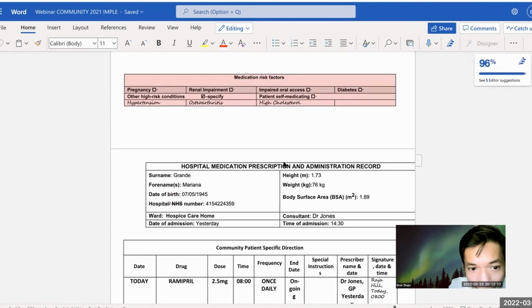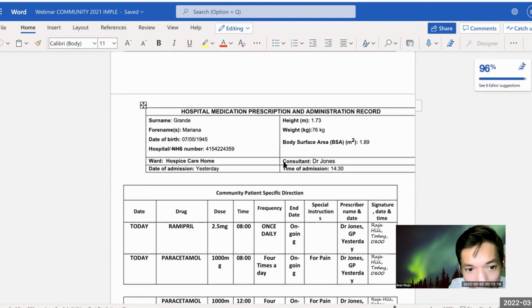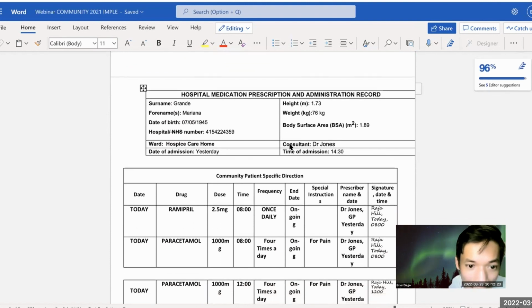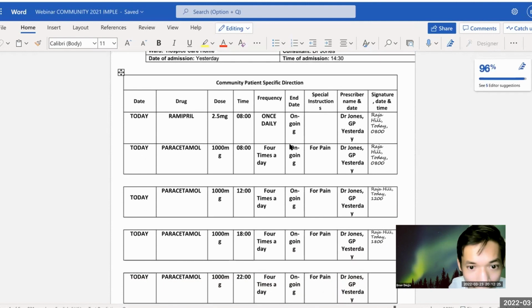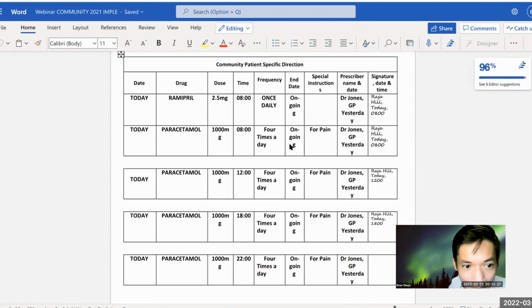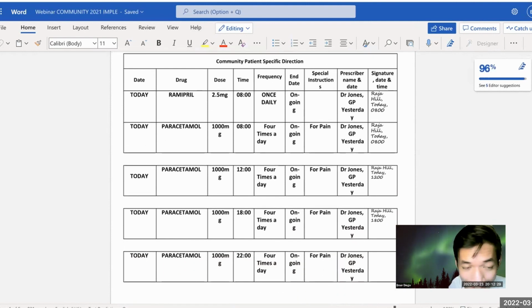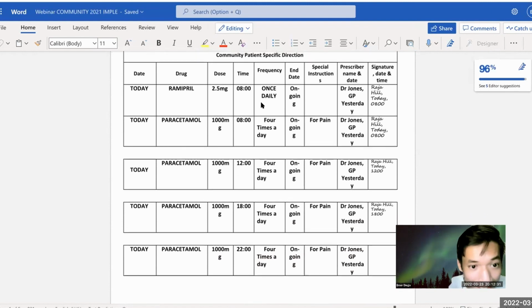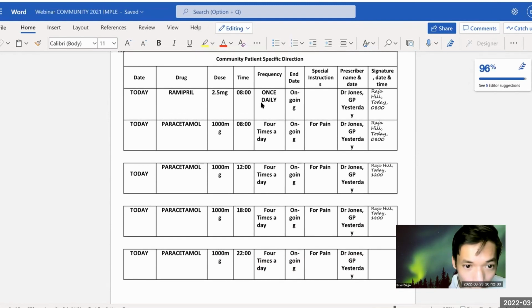Next page. Hospital number. Surname is Grande. Forename is Mariana. All the details are the same. So this is how it would look like on your examination. Okay. It's kind of less complicated than the other one. So date of medication, today, the drug is ramipril, the dose is 2.5 milligrams, the time is 8 o'clock, frequency is once daily, the end date is ongoing, signed by Dr. Jones, GP, yesterday.